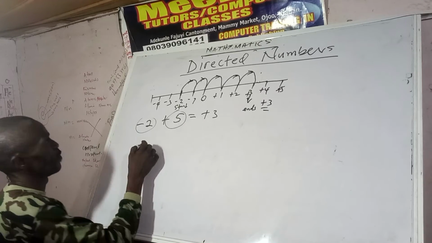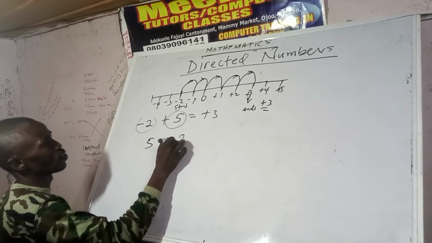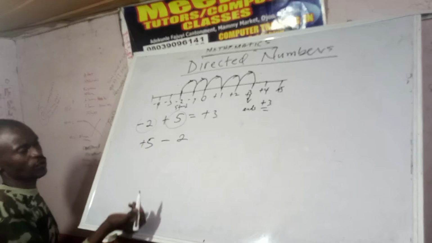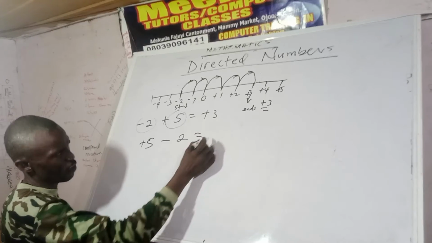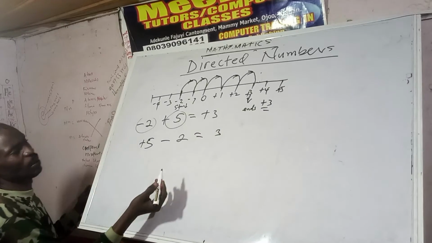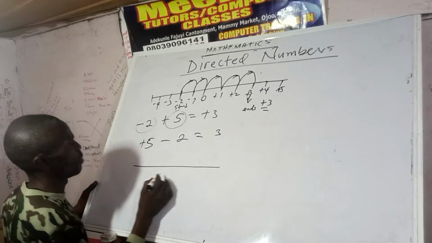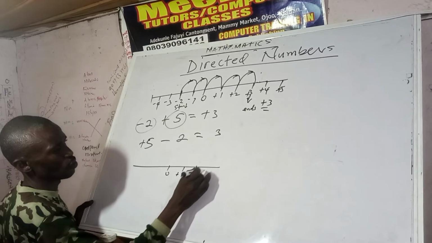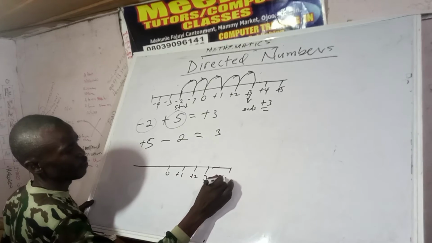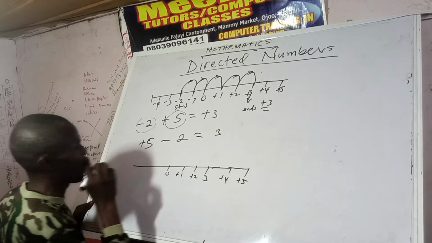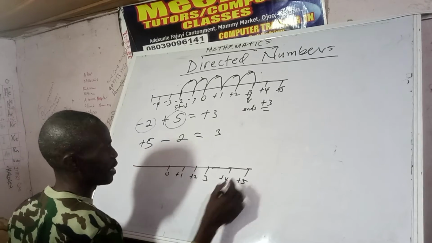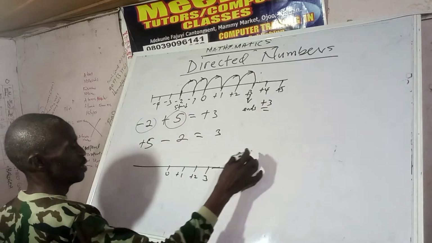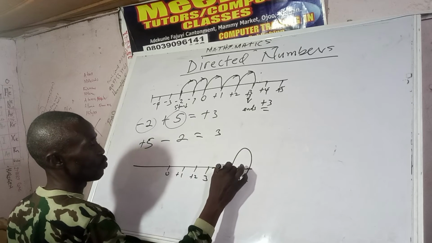Now let's see if you have 5 minus 2. You should assume this 5 is the same thing as plus 5. 5 minus 2, of course, you give me what? 3. Using the number line, 0, plus 1, plus 2, plus 3, plus 4, plus 5. Minus means you go back.